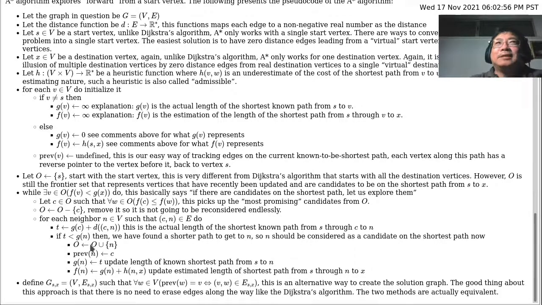It's the same mechanism as Dijkstra's algorithm, except this one goes forward instead of backwards. Each neighbor n within V such that C. Yes.